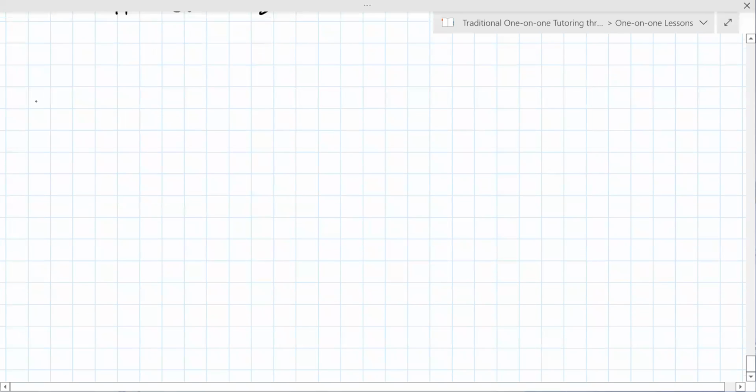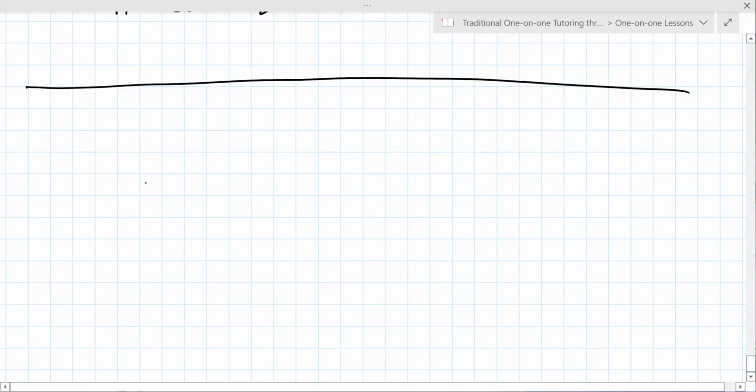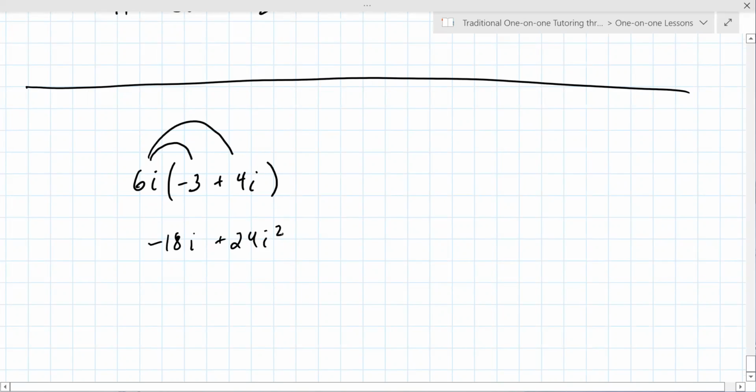Just one other small little wrinkle. You should be comfortable with it, but I'll just throw it out for this. Let's say you have 6i times -3 plus 4i. So this time you're taking the 6i and you're distributing it into the two terms. It's kind of like FOIL, but without part of it. Minus 18i plus 24i squared. Just distributing in. i squared is -1, so you have to make that substitution.